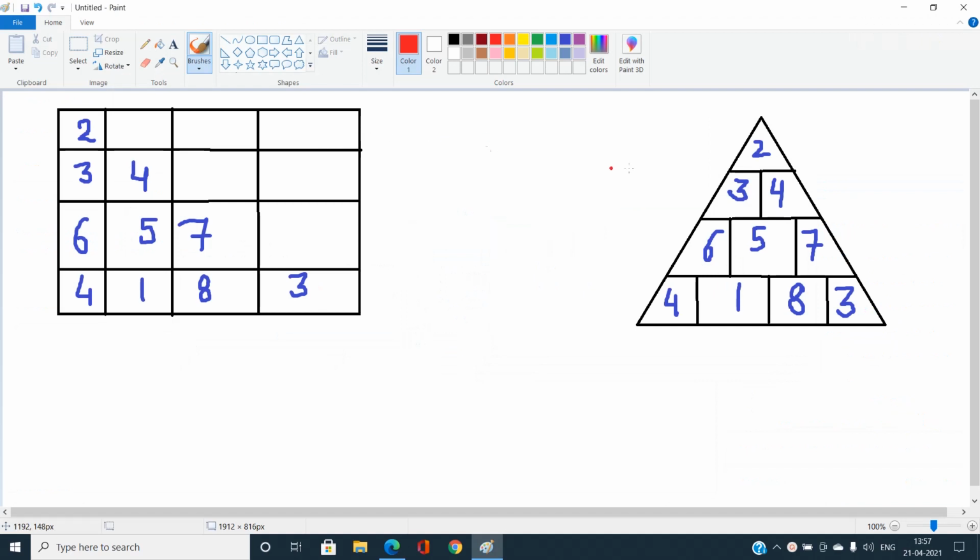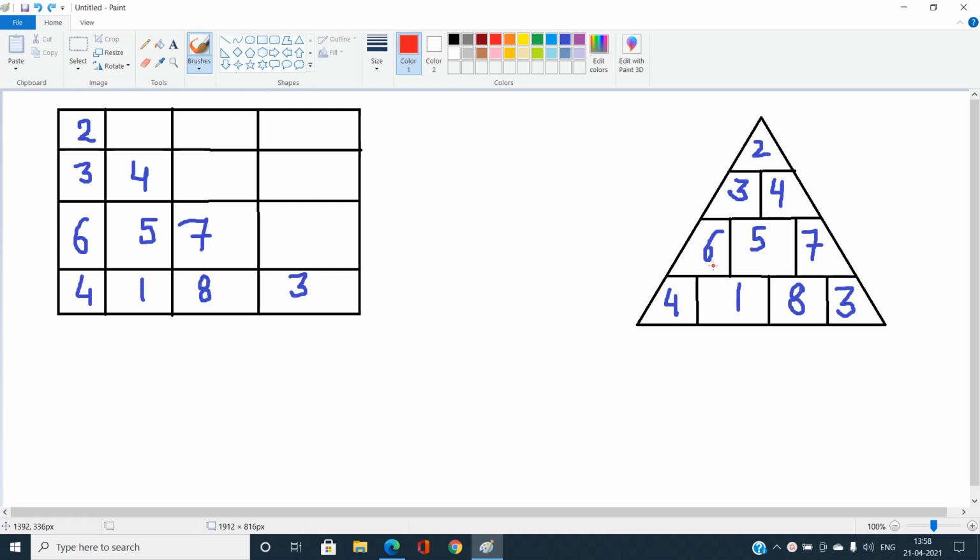Let's understand this with the help of a diagram. Let's say you are at the number 2, you can move either to this 3 or to this 4. Similarly, if you are at this 5, you can move either to this 1 or to this 8. Or let's say you are at the value 6, you can go either to this 4 or to this 1. So these are the moves that you can make.